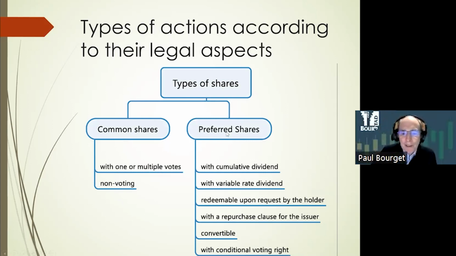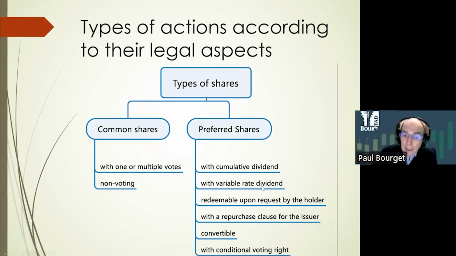And preferred shares can be with cumulative dividend. It means that if for any reason the company has to interrupt the dividends on the preferred shares, when the dividend resumes, the arrears will be paid, so we call it cumulative dividend.